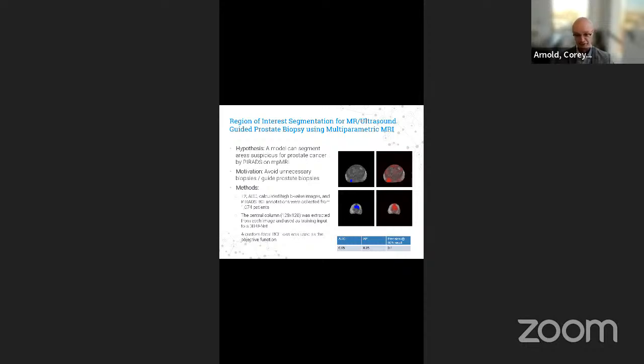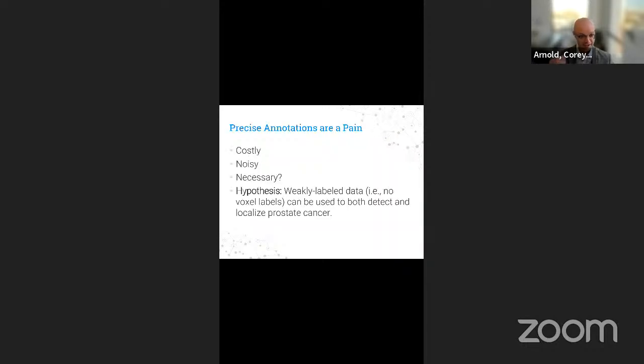What we did instead was we got rid of the annotations. So generally, precise annotations are kind of a pain to deal with, and Thomas mentioned this a little bit. They're costly to produce. You can never produce enough of them. They're noisy, right? You're not going to get your subspecialist radiologist. You're going to get their fellow, and then you might get the resident that fellow recruited to draw the annotations. And often, I would argue they're not necessary.